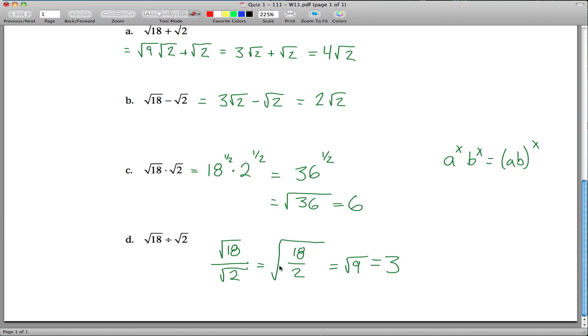I think when we did this one in class, I said there were 2 ways to do it, so maybe I'll do it the other way too. The other way would be to say, oh, root 18 is just root 9 times root 2, as we've seen already. So root 18 is root 9 times root 2, but now we can cancel out those 2 root 2's. We're left with root 9, which is just equal to 3.